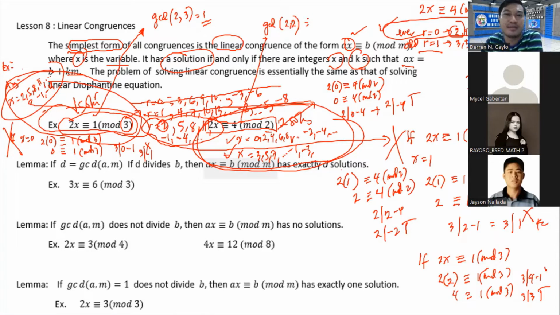Okay, what is the greatest common divisor of 2 and 2? Aren't they the same? They are the same. So you have here two solutions, right?